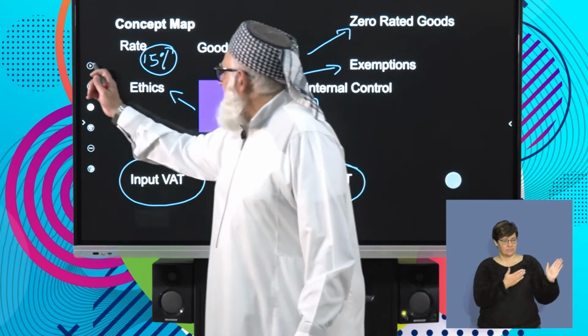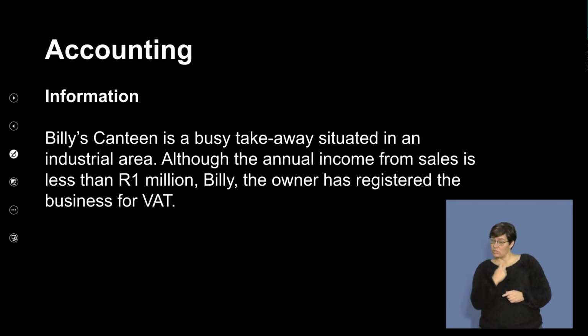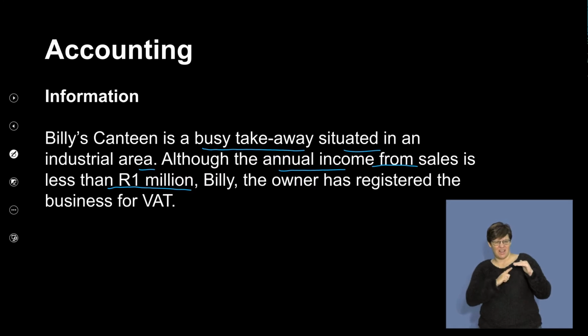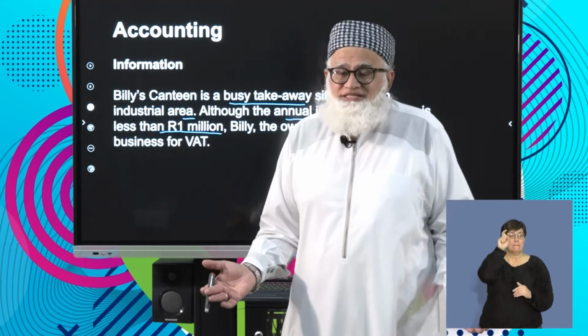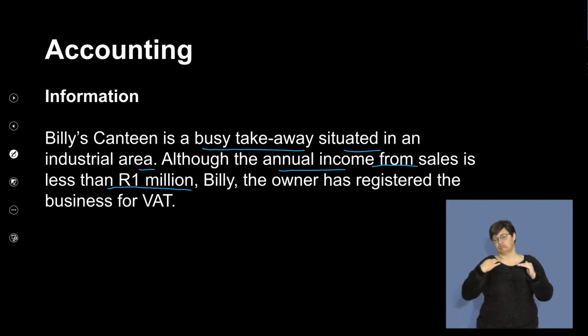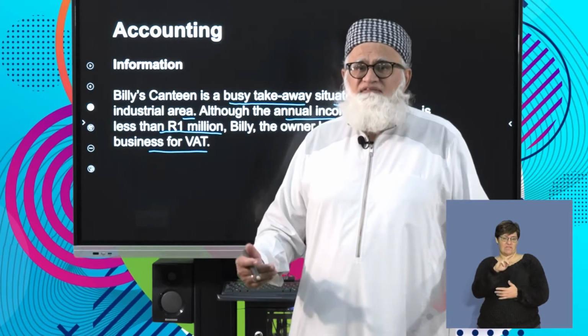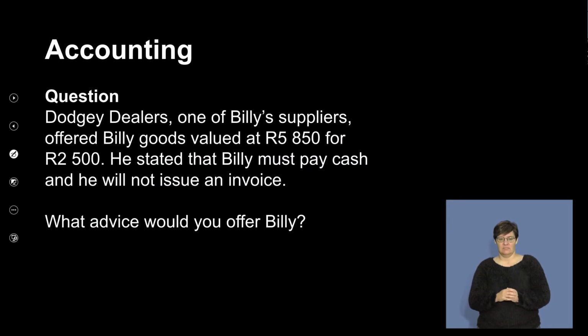Now we go into an actual question. It says here, Billy's Canteen is a busy takeaway situated in an industrial area. Although the annual income from sales is less than $1 million, why are they telling you that? Because $1 million is compulsory to register. Below that, voluntary registration. Billy, the owner, has registered the business for VAT. So although he is not doing $1 million turnover, he felt it was better for him to be registered as a VAT vendor.